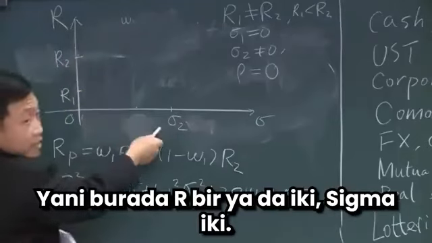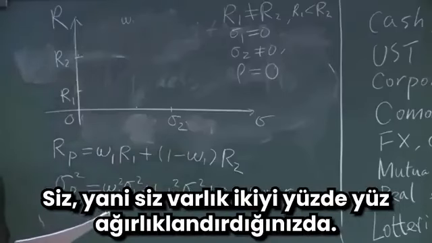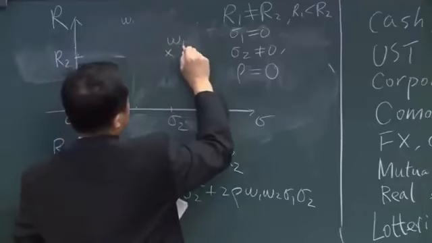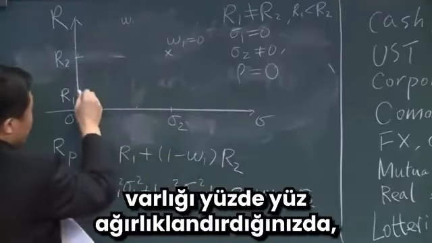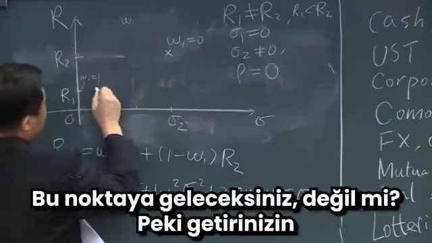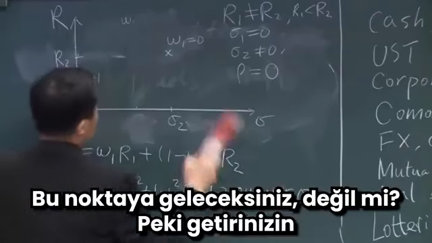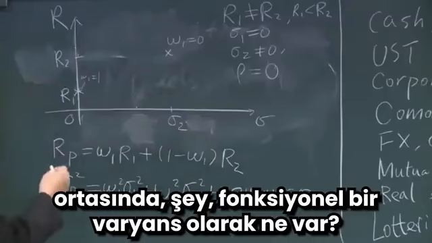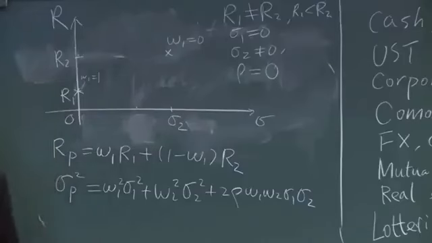So R1, R2, sigma 2 here. When you weight asset 2 100%, you're going to get this point, right? When you weigh asset 1 100%, you're going to get this point, right? So what's in the middle of your return as a function of variance? Can someone guess?